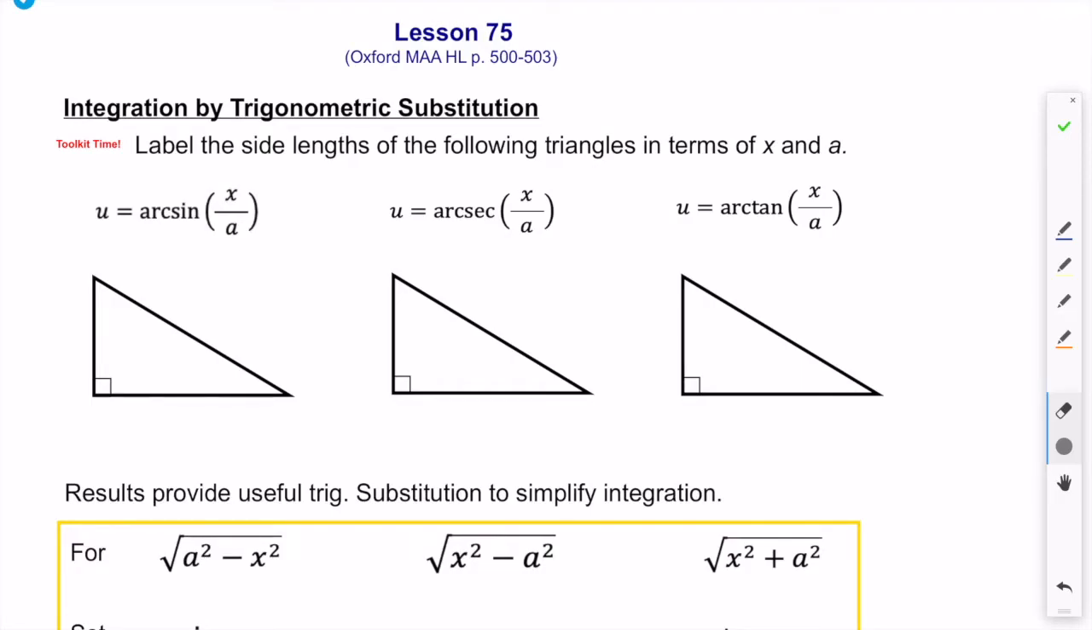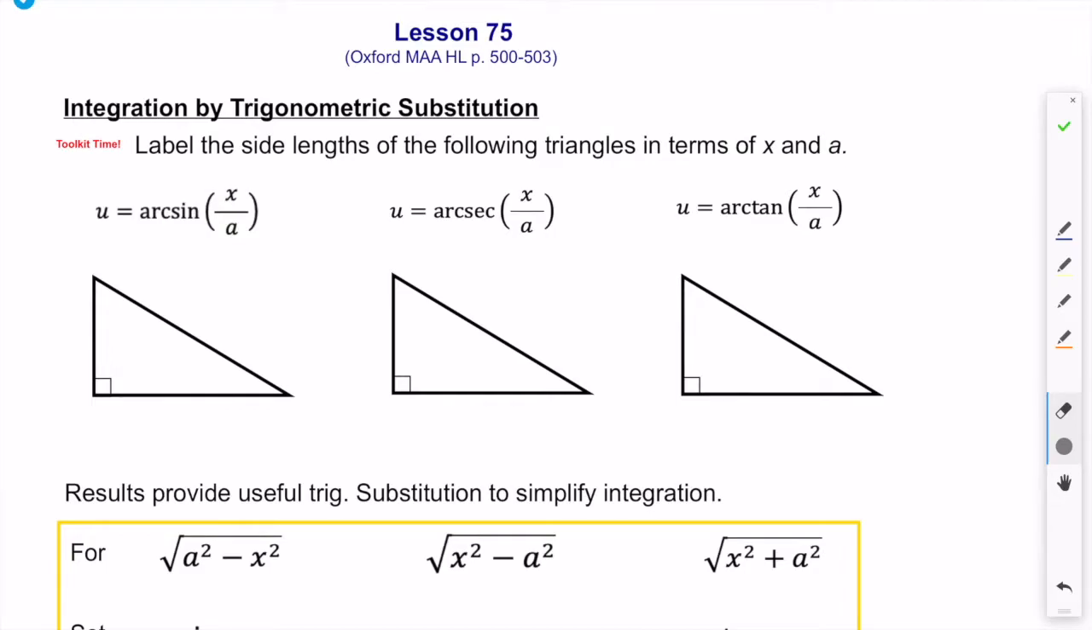Lesson 75, Integration by Trig Substitution. In this lesson, we will look at the next type of integration technique called trig substitution, which is very useful for simplifying any integrand that contains a quadratic radical expression in the denominator.